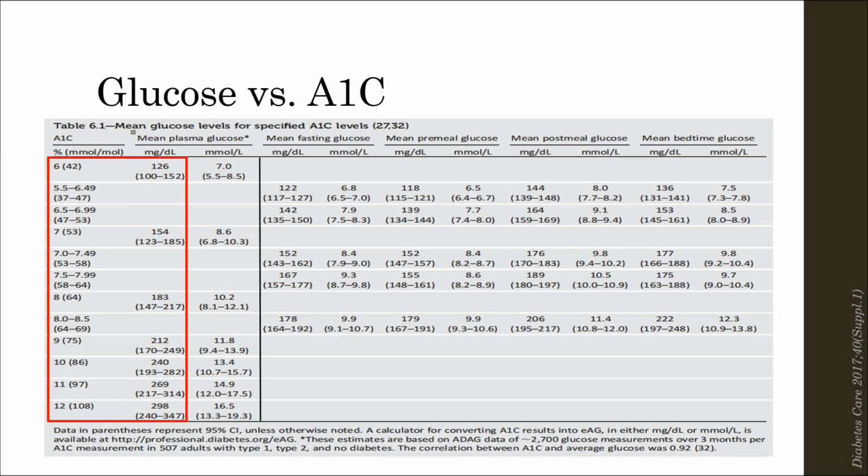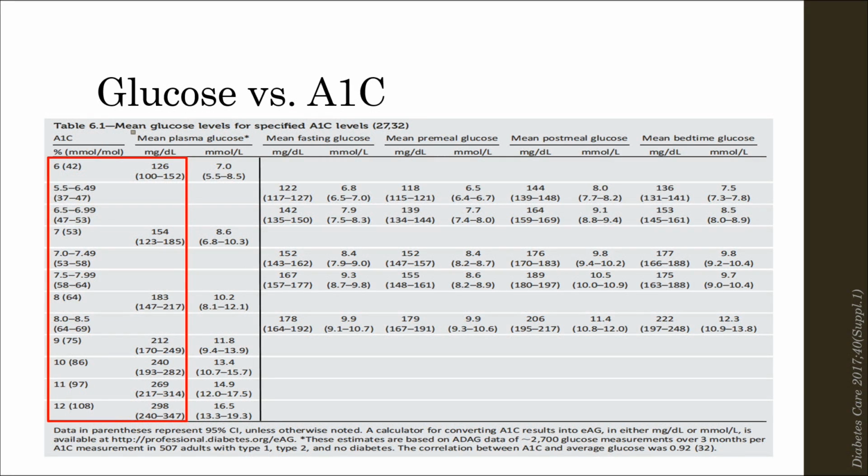I really like this chart because it helps you compare and contrast the different glucose levels to the A1C. So let's look at this. In that first column where you see the red box that I've put around there, the very first column says A1C. The second column is the mean plasma glucose. So in the red box, you have the milligrams per deciliter of the mean plasma glucose.